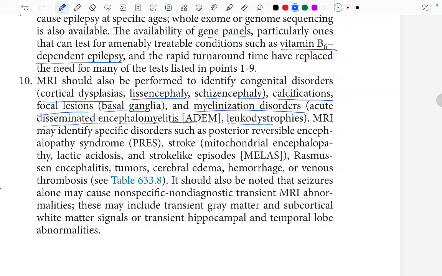encephalomyelitis and the leukodystrophies. MRI may identify specific disorders such as posterior reversible encephalopathy syndrome, that is PRES, and stroke, and mitochondrial encephalopathy, lactic acidosis, and stroke-like episodes, that is MELAS. So stroke caused by MELAS can also be identified on MRI. MELAS is mitochondrial encephalopathy, lactic acidosis, and stroke-like episodes.